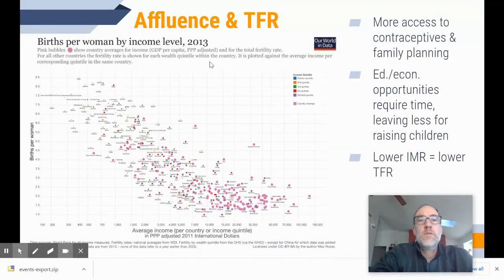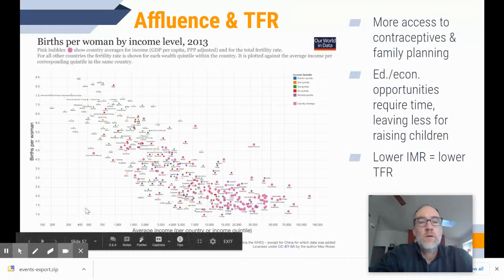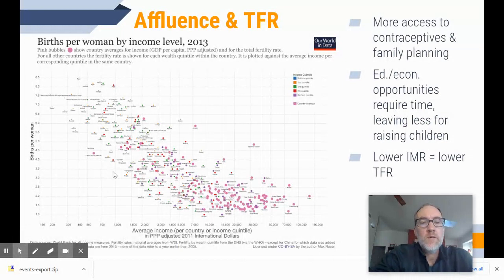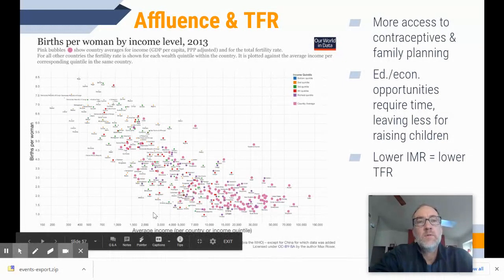So you should be able to see here in this graph the influence of affluence on birth rates or total fertility rates. Here, each one of these dots represents a country. You can see the average income. This is GDP per capita. And you can see that with an average income going higher, you see less and less birth rates.